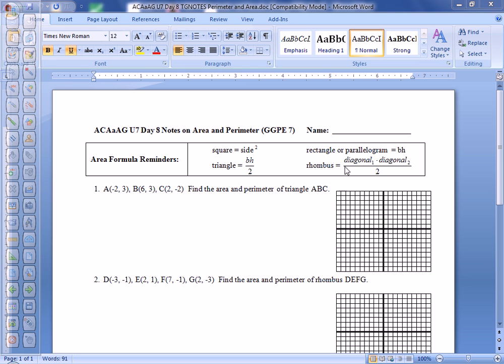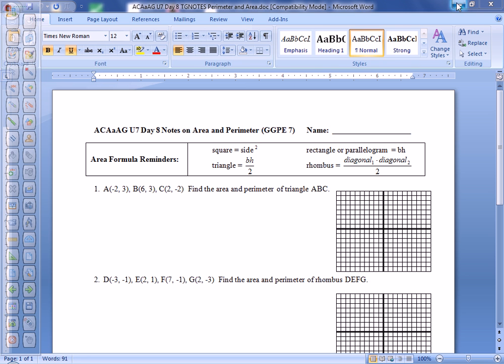The area of a rhombus, and this one you may or may not know, is the product of the diagonals divided by 2. So it's half the product of the diagonals. Okay, let's take a look at number 1. We have triangle ABC, and we're asked to find the perimeter of that triangle.